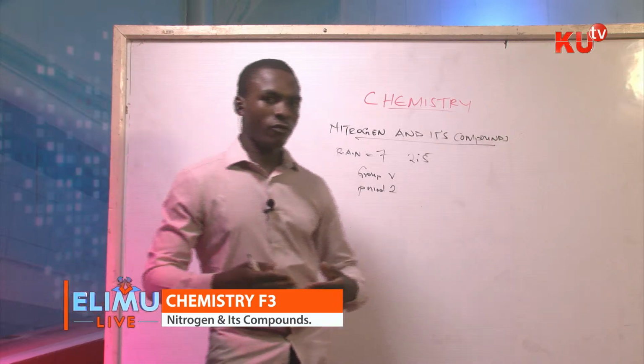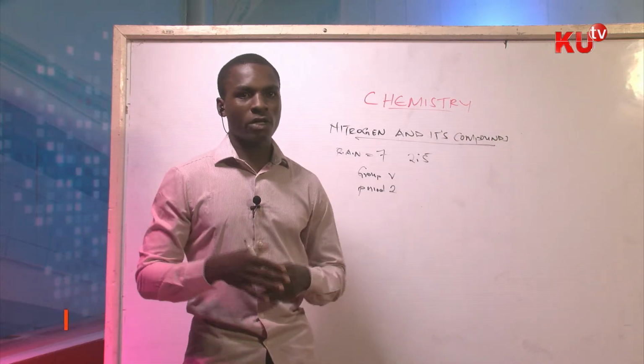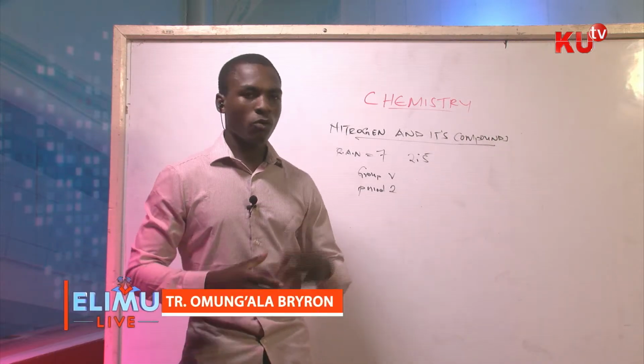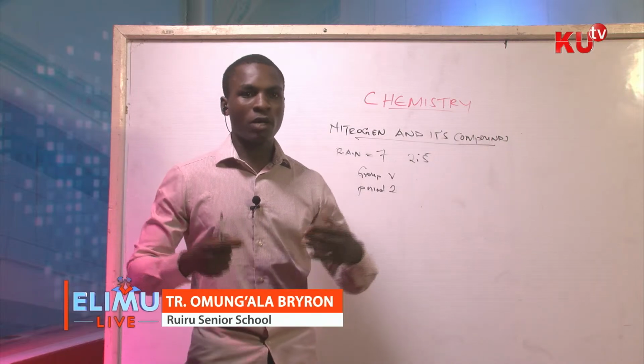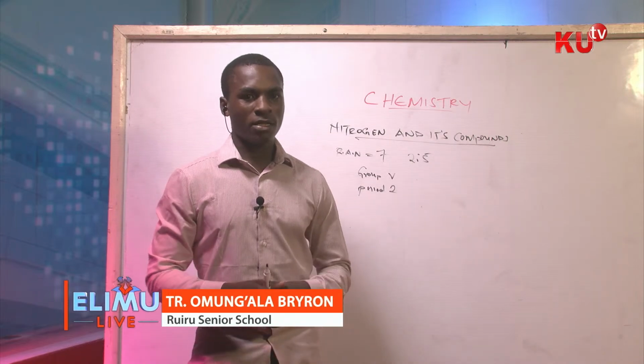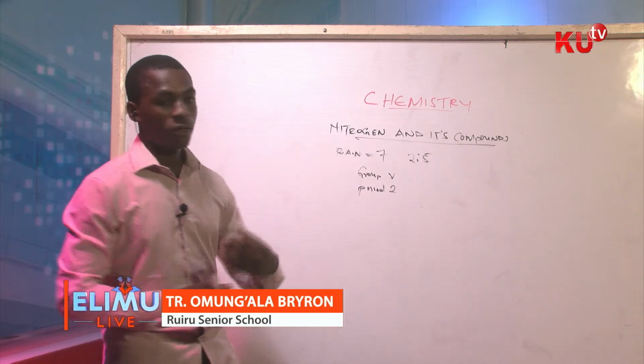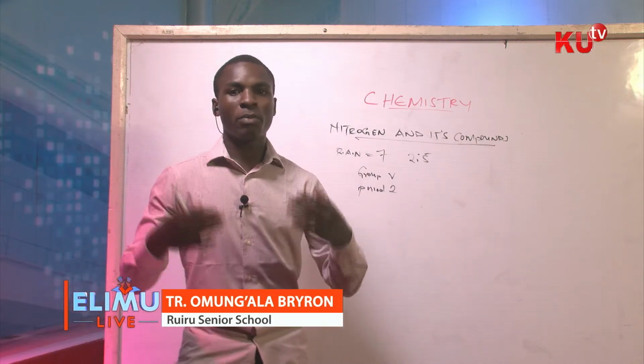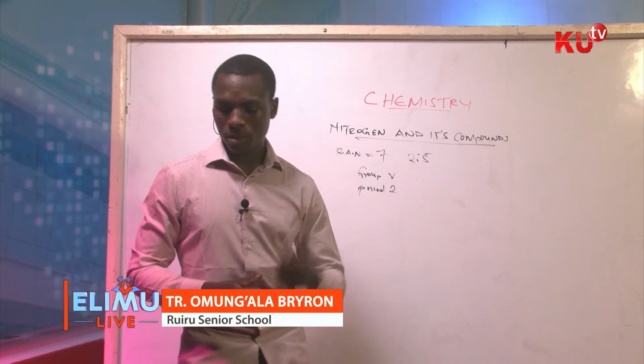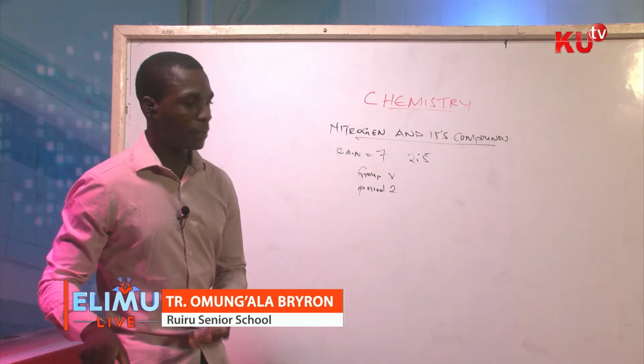So all the industrial uses involving manufacture of nitrogen compounds like ammonia and nitric acid, we obtain nitrogen from air because that's where we can obtain it in large quantities. So we shall be talking about how you obtain nitrogen from air and how you prepare nitrogen at the laboratory level. So let's begin.